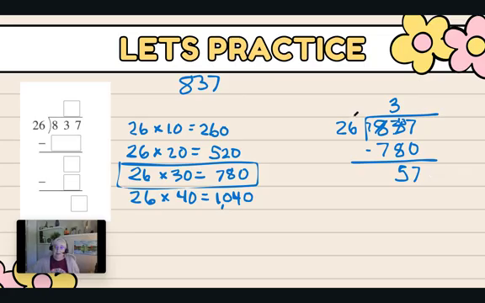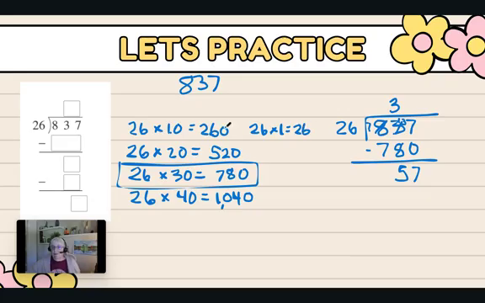57. So 26 times a number, it's going to be either 26 times 1, 26 times 2, 26 times 3. It's going to be a value of less than 10 because that's the empty space I have here. What multiple of 26 is going to get me close to 57? If I come back and look, we already did 26 times 10 is 260. So 26 times 1 is 26.